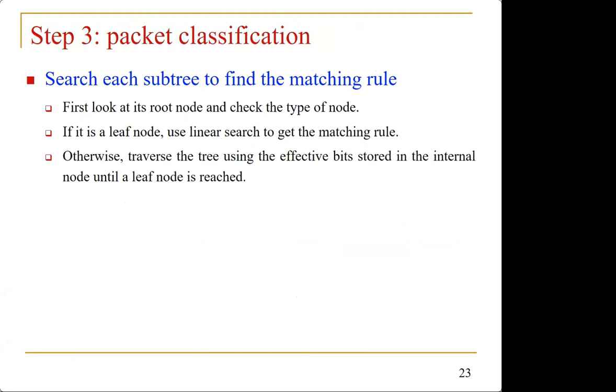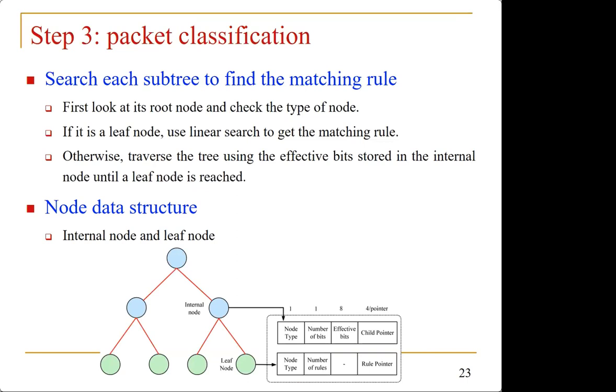There are a limited number of trees built by multi-bit cutting. To classify a packet, MBitTree needs to search each subtree to find the matching rule. To search a tree, we first look at its root node and check the type of node. If it is a leaf node, we just use linear search to get the matching rule. Otherwise, we trace the tree using the effective bits stored in the internal node until a leaf node is reached. The node data structure is shown in the figure. We use 1 byte to represent the type of node, internal node or leaf node. For each internal node, we use 1 byte to represent the number of effective bits, and 8 bytes are used for the effective bit information.